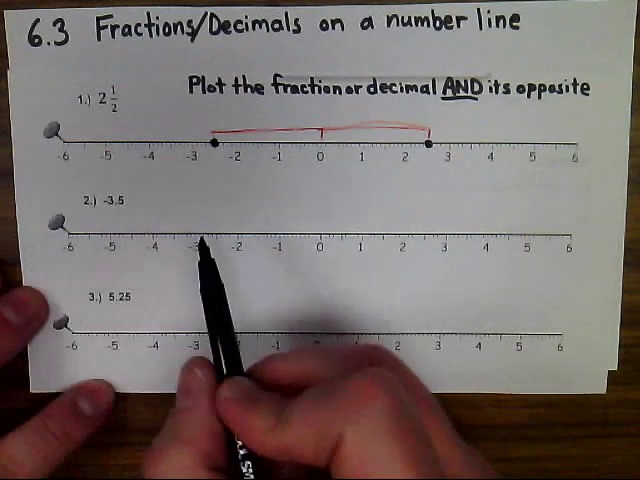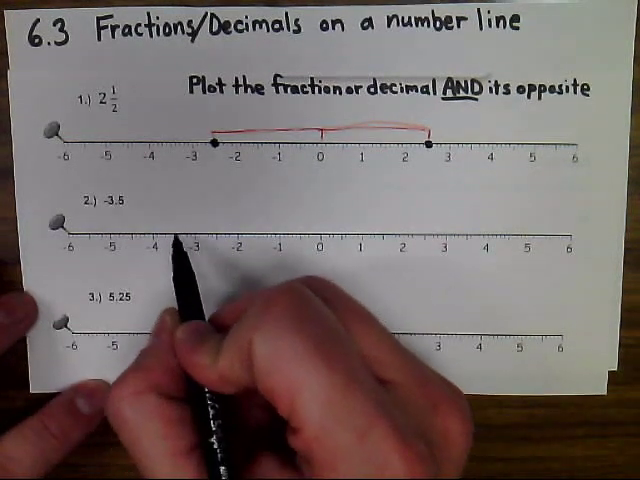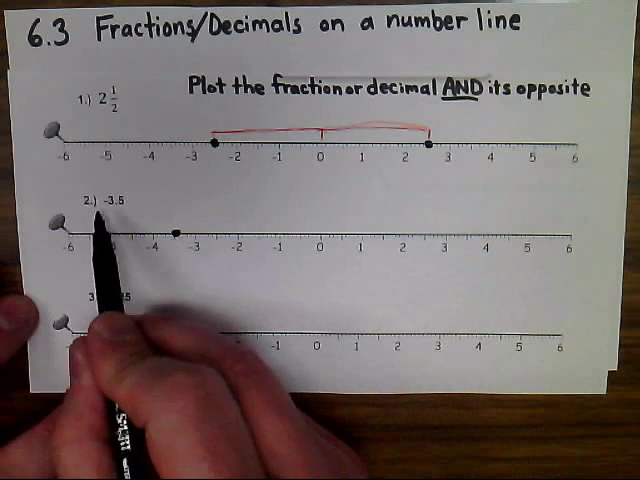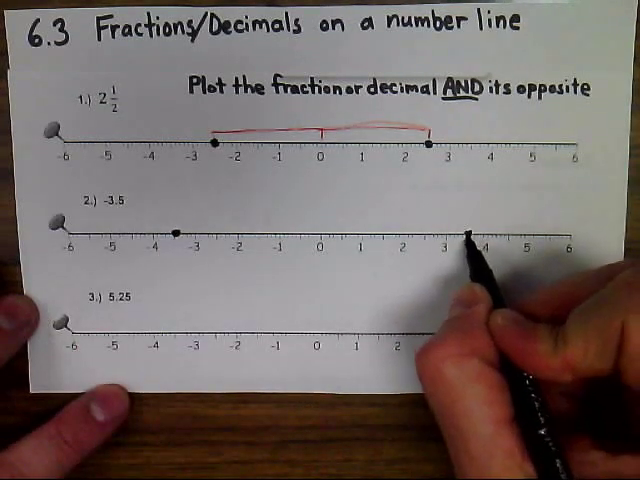Now, what we're going to do now is plot our -3.5, and that's going to work the same way, except first we're going to plot our negative value, which is directly between -3 and -4, and then its opposite, which would be a +3.5.